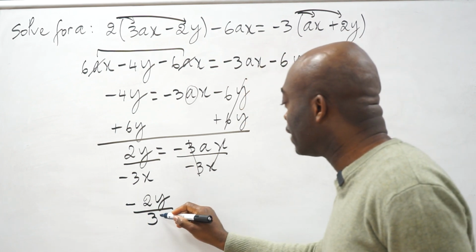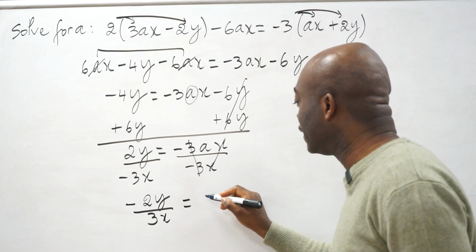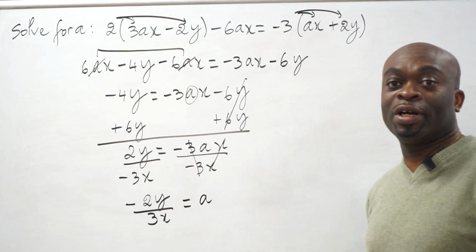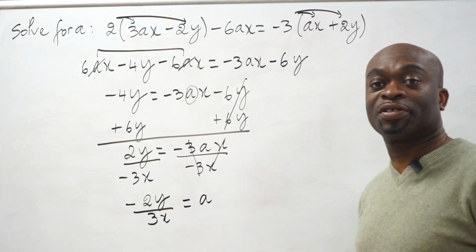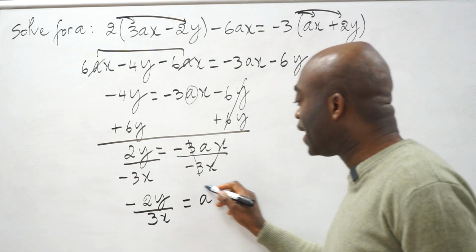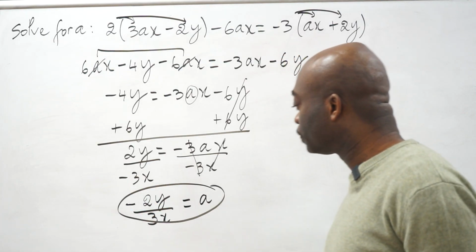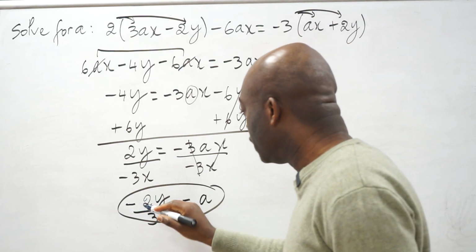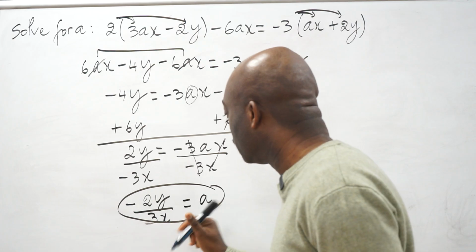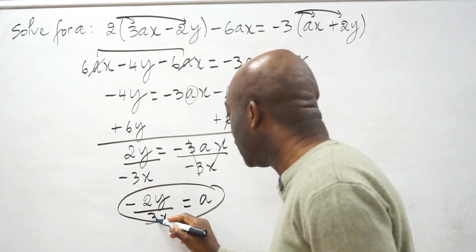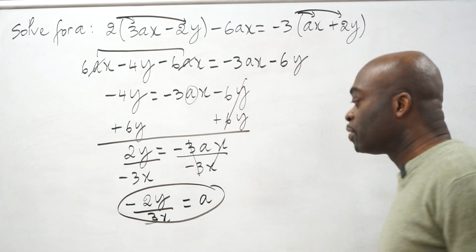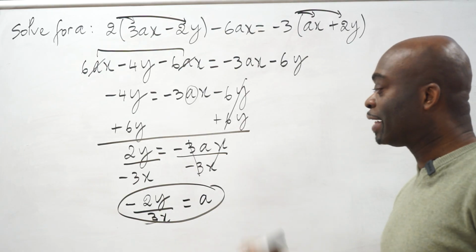Okay? And then don't forget about the x. What else can we do? Nothing else. Okay? So we end up with a equals negative 2y over 3x, and that's it. All right?